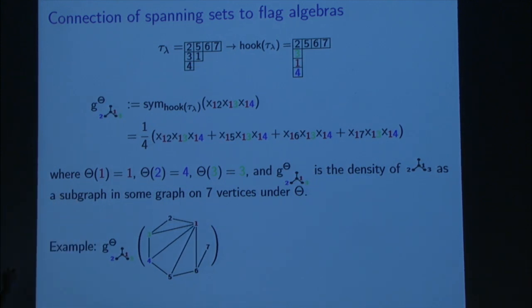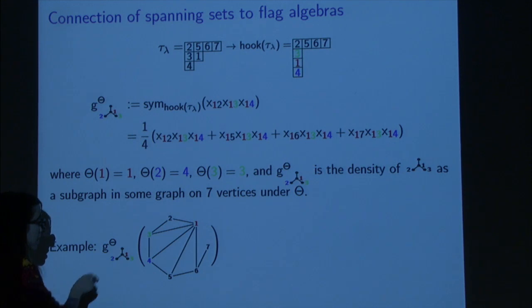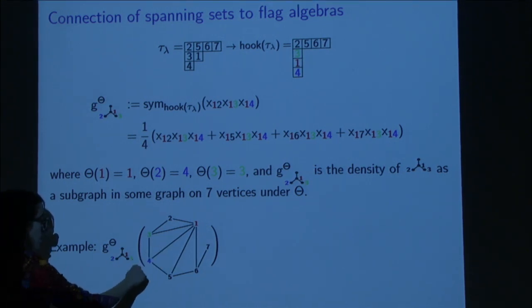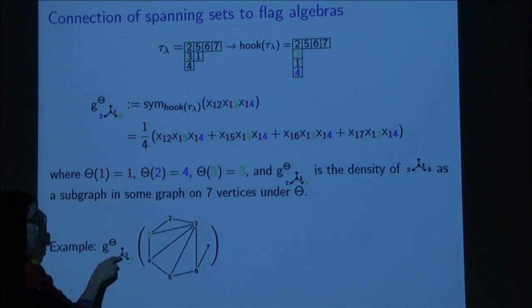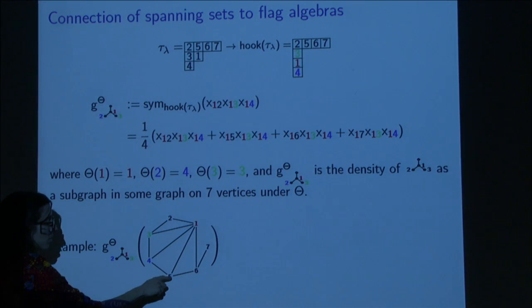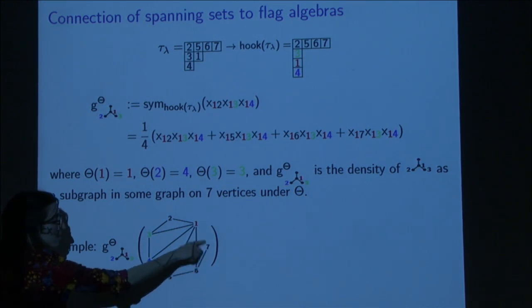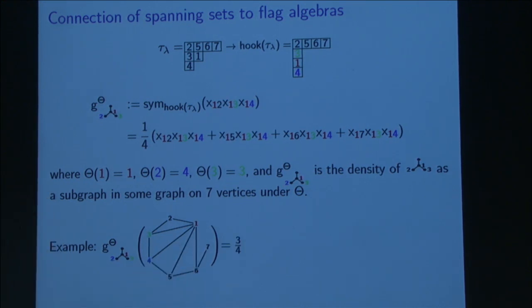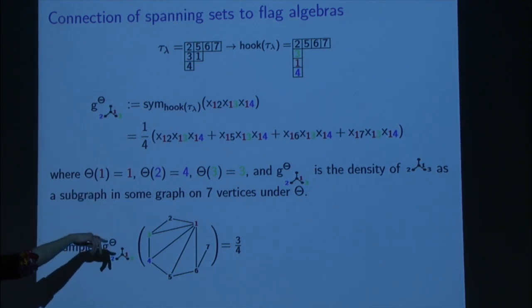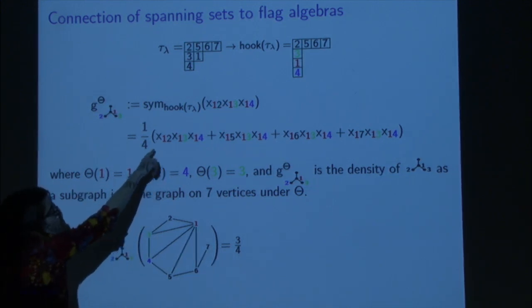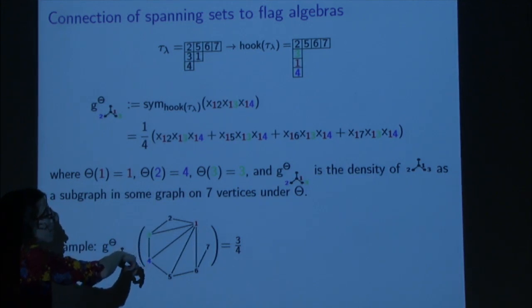If I add the edge 14, then okay, I can send, so I have an edge between red and blue and red and green, and I want to have an edge between red and the other vertex. So I can send it to 2, to 5, to 6, but not to 7 because there's no edge there. So 3 out of 4 places where I can send my last vertex gives me the subgraph. If I had evaluated this polynomial on this graph, I would get exactly the same thing.